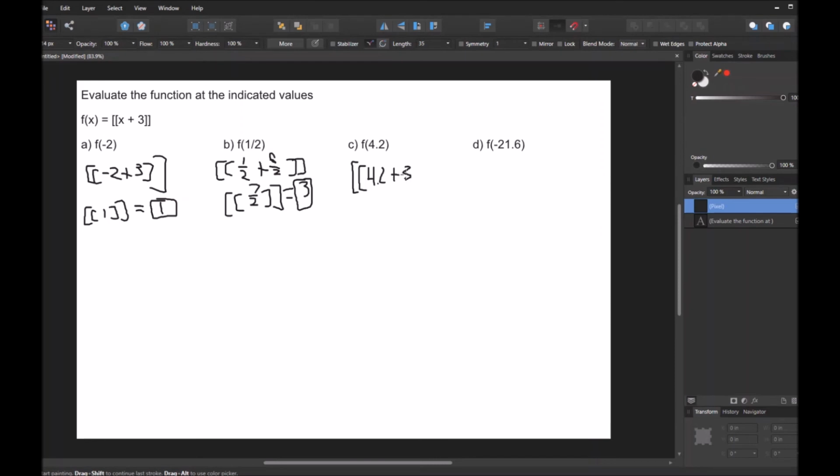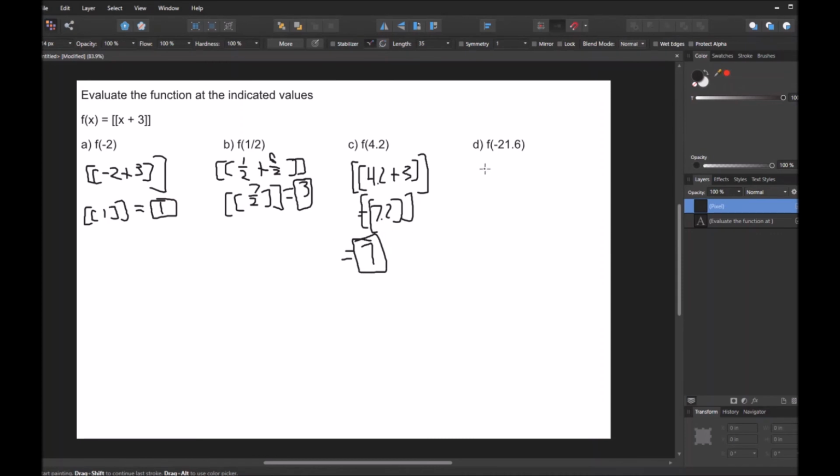4.2 plus 3. And then that's going to be 7.2 with our greatest integer value signs like this, and rounding down, remember, because this is the rounding down function, it's just going to be 7.